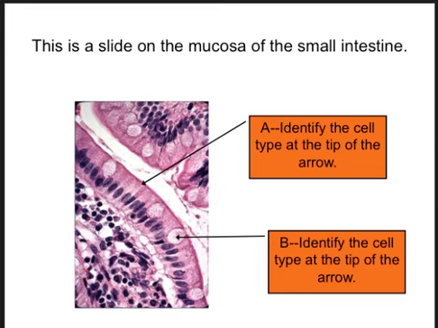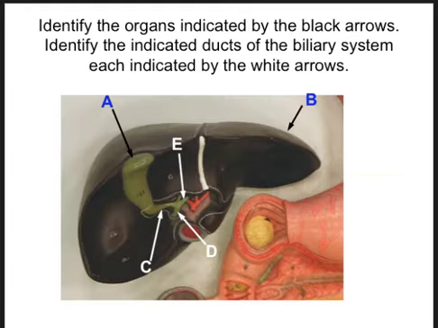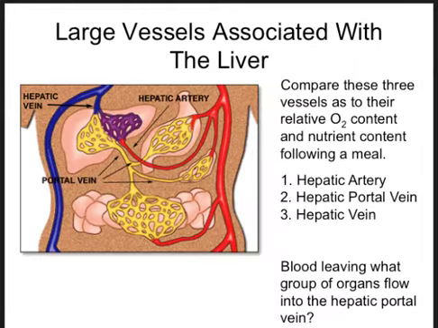Okay, next question. This is the back. Next question. Identify the organs indicated by the black arrows and identify the indicated ducts of the biliary system indicated by the white arrows. Okay, so A is pointing to the gallbladder, B is pointing to the left lobe of the liver, C is pointing to the cystic duct, D to the common bile duct, and E to the left hepatic duct. Next question.